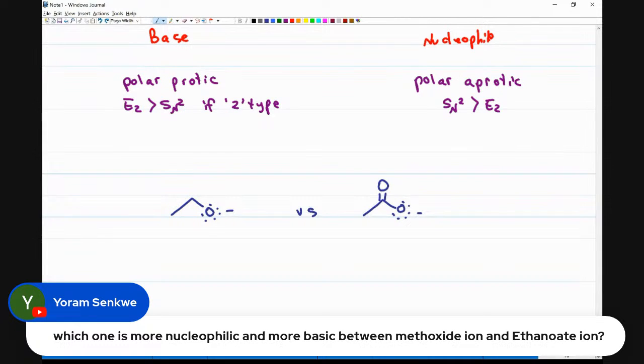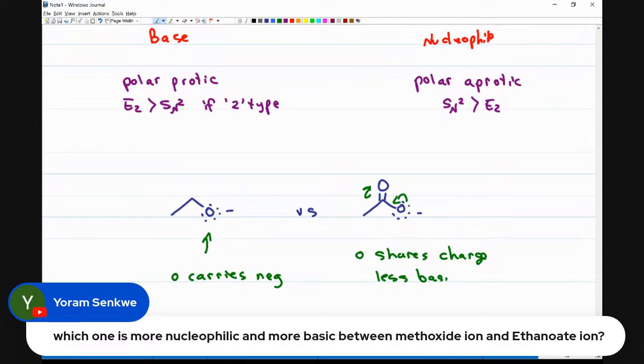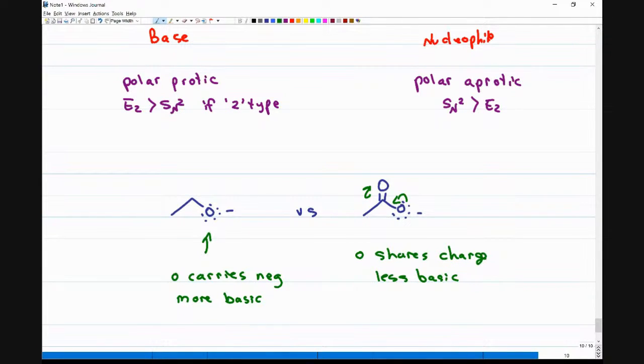If you go back to the acid base live stream that I did, we actually did this exact example. Here, oxygen carries the charge all by itself. And here, the oxygen shares the charge. Notice that it can resonate. And because it can resonate, it's going to carry less of a burden of charge, and that makes it less basic. Because it carries the charge all by itself, this one is more basic. That was a really good question.